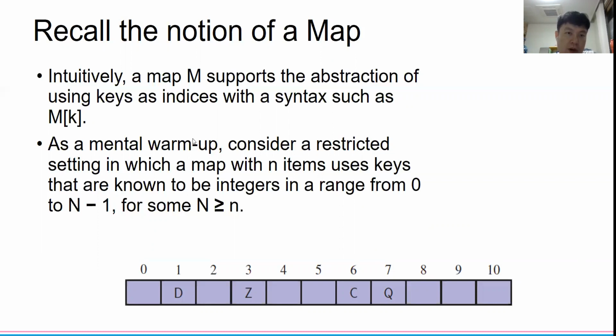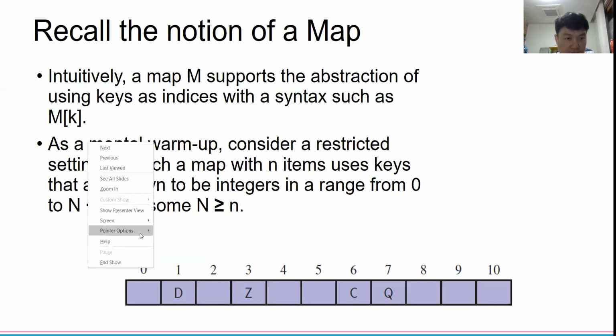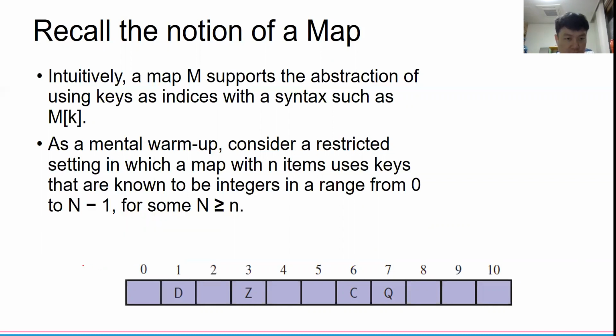As a mental warm-up, let's consider a restricted setting in which a map with n items uses keys that are known to be integers in the range of 0 to n minus 1. So let's say those are the keys. Okay, it's similar to a list. You have the keys, index 0, 1, 2, 3 until n minus 1.